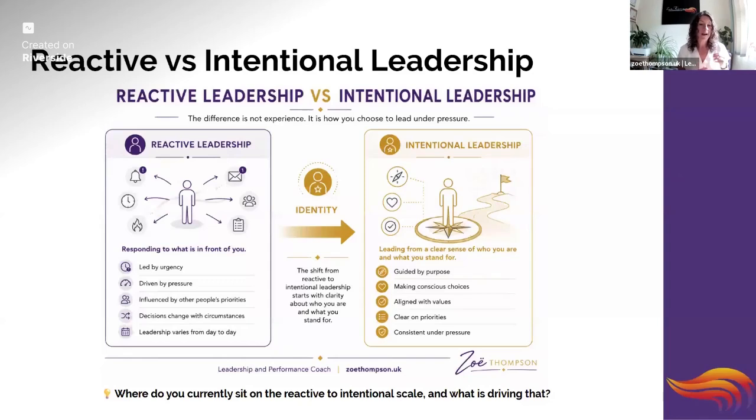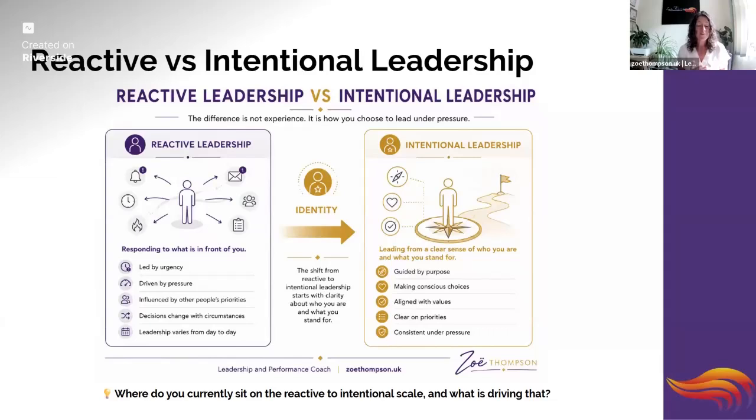I talk a lot about reactive and intentional leadership. For me, intentional leaders are the most powerful leaders, and not in terms of power in a hierarchy, but powerful in terms of impact and influence in the teams and those who they are supporting and guiding. It's not experience, it's how you choose to lead when you are under pressure. It's also how you choose to lead when you are not under pressure. It's much more purposeful. It's much more intentional. You are leading by design rather than by default.